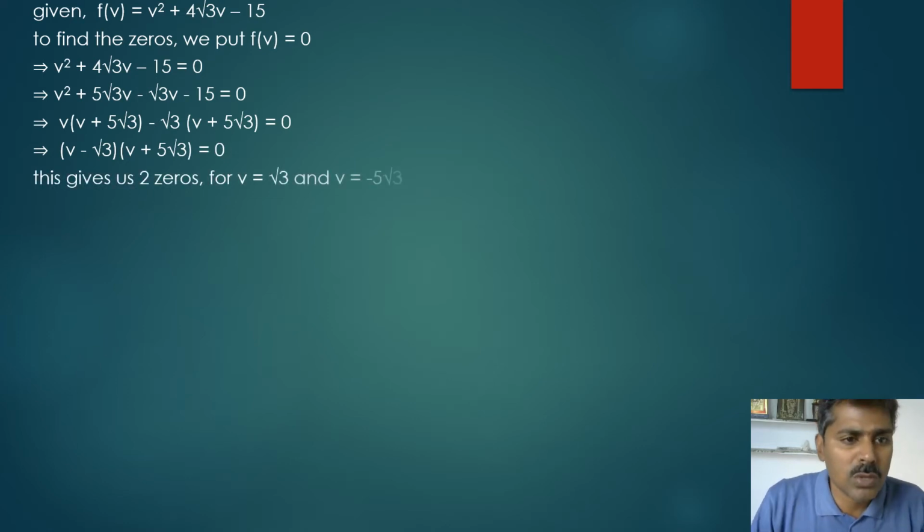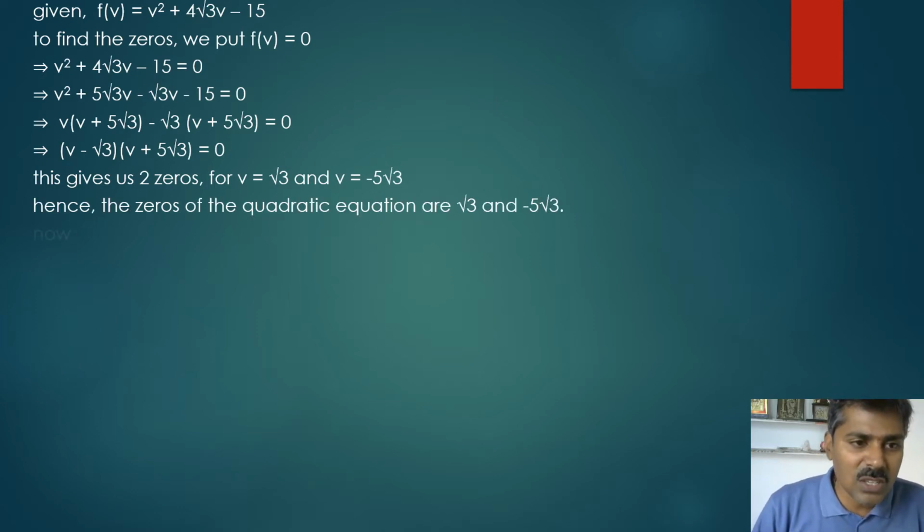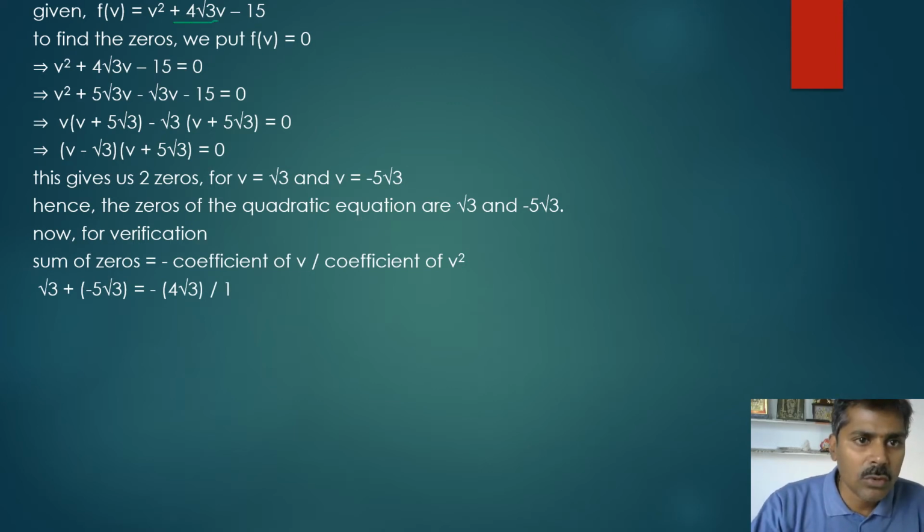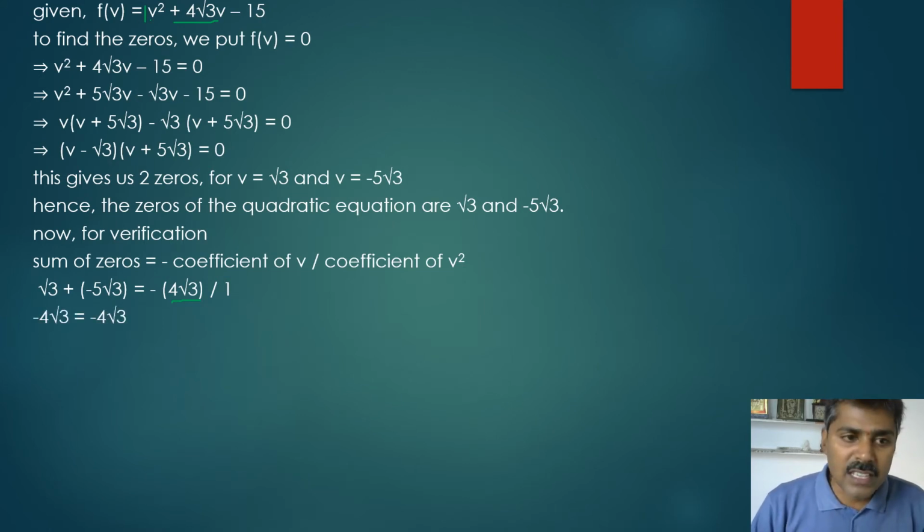This gives us two zeros. What is that? v equal to root 3 or v equal to minus 5 root 3. Now for the sum of the zeros, we have to go with verification as minus coefficient of v by coefficient of v square. Sum of the zeros, we have to add root 3 and minus 5 root 3 on the left hand side, and the coefficient of v is plus 4 root 3, that I have to write here, and the symbol minus I have to keep as it is, which is in the formula. By coefficient of v square, I have 1 v square, so I have to keep 1 for that. So the left hand side I will get minus 4 root 3 and the right hand side is minus 4 root 3. This is the sum of the zeros.